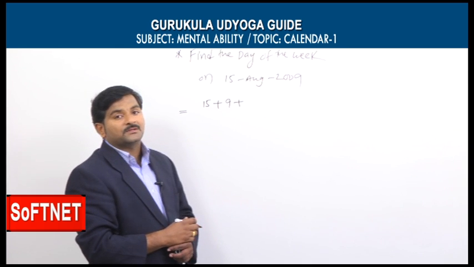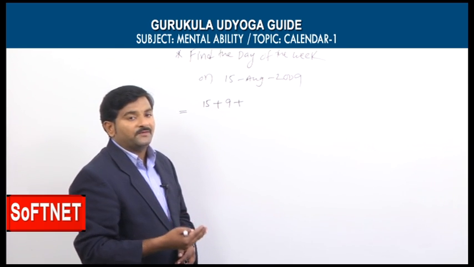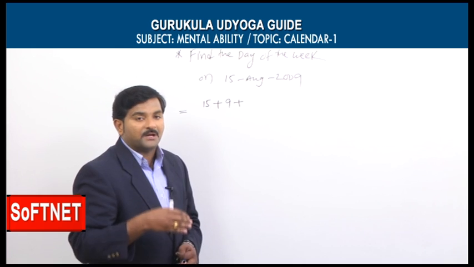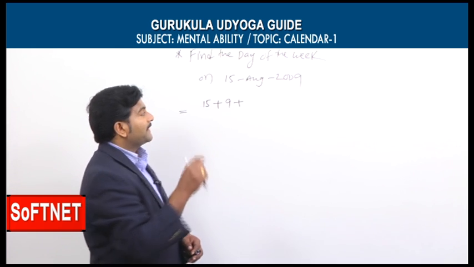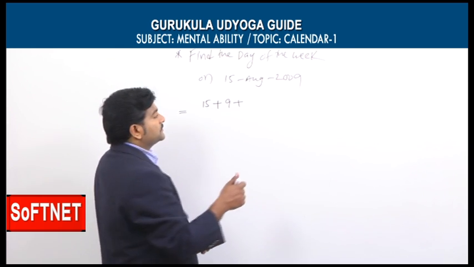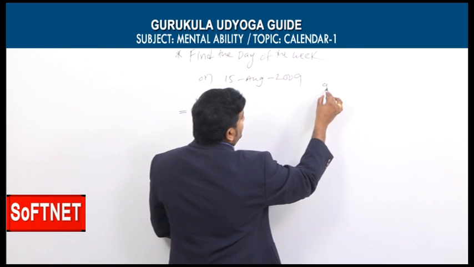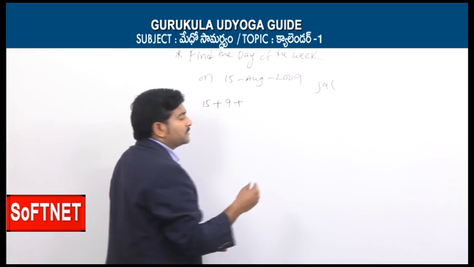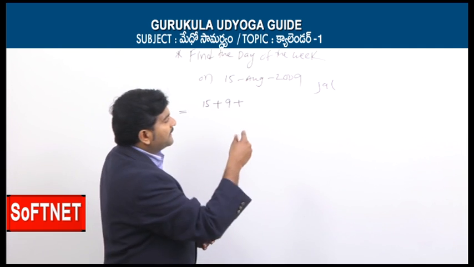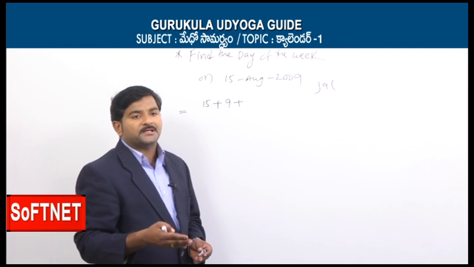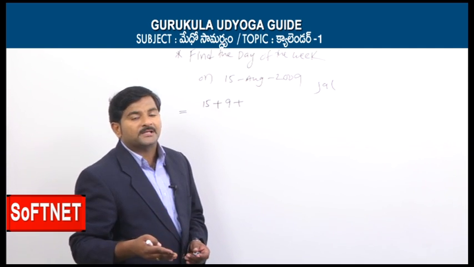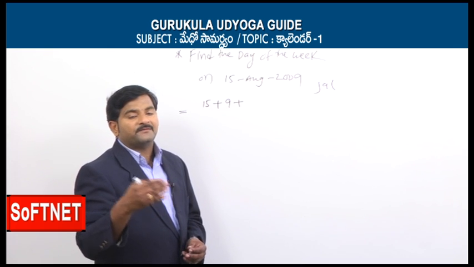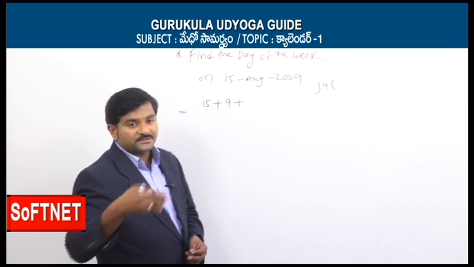Now we need to find out the number of leap years. The number of leap years can be obtained by dividing the number of years by 4. So now I am dividing 9 by 4. If you have a problem, you need not divide. How many leap years are in 9 years? There are only 2 leap years because a leap year comes every 4 years. So first 4 years, second 4 years.